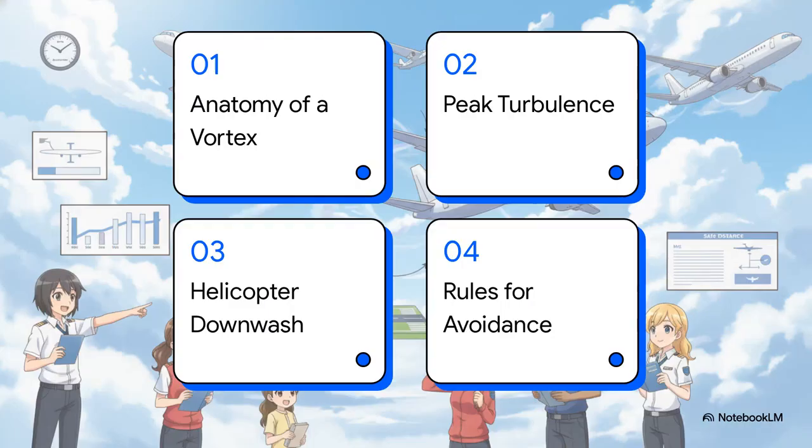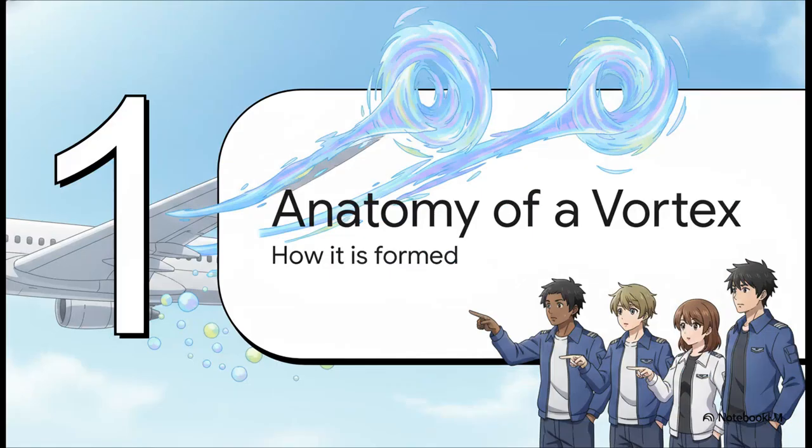Okay, let's dive right into our concept to application blueprint. First up, the anatomy of a vortex. Second, peak turbulence conditions. Third, helicopter downwash. And finally, the golden rules for avoidance. Starting off with Section 1, Anatomy of a Vortex.